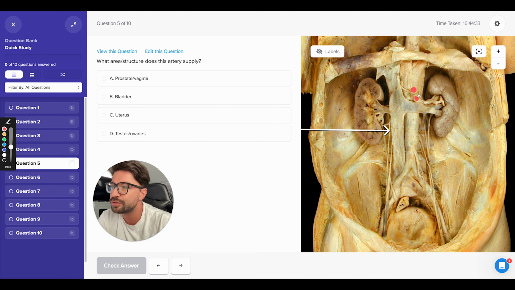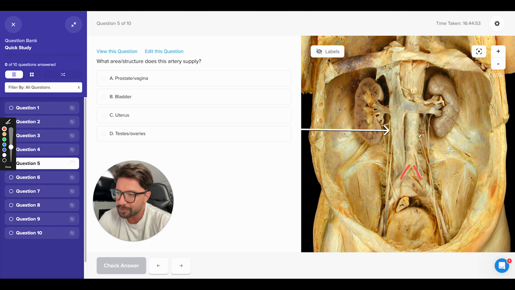This is going to be our superior mesenteric artery. This would be our left renal artery. We'd have our right renal artery passing back here. And then as it continues down, we're going to give off our inferior mesenteric artery with its branches. It's also going to divide into our two common iliac arteries.